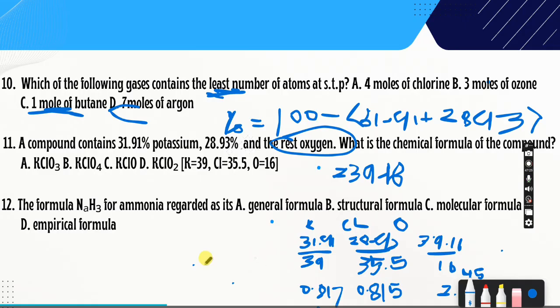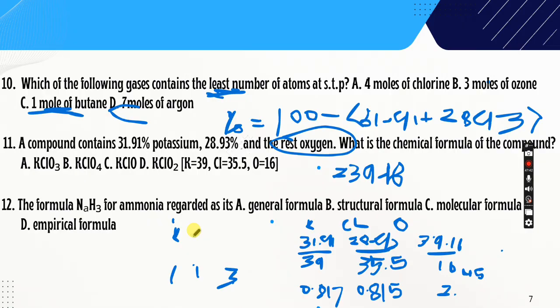So if you approximate, this is approximately 1, this is approximately 1, and this is approximately 3. So we have 1, 1, 3. That is KClO3. So that will be the answer. Option A.